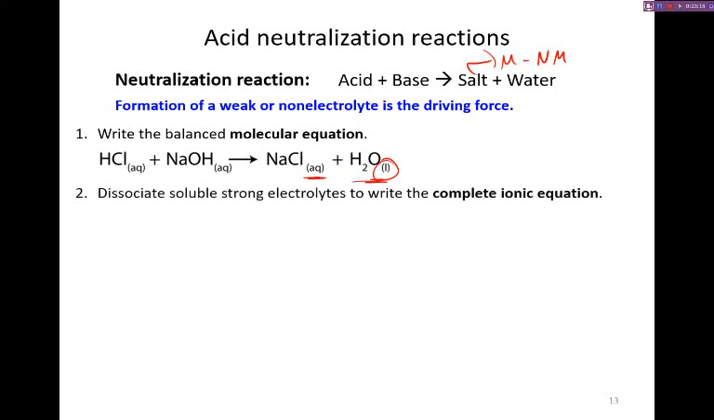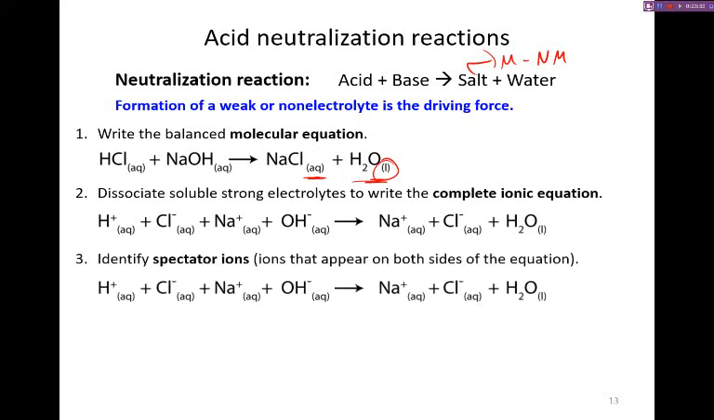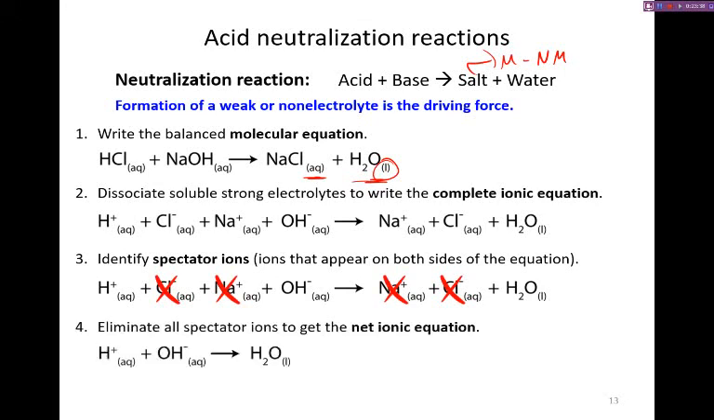Then we dissociate soluble strong electrolytes. We know that strong acids and strong bases, by virtue of the label strong, will dissociate fully. Salts also dissociate when they're aqueous, and then water stays together. Identify the spectator ions and eliminate them. And that's going to produce our net ionic equation of hydrogen ion plus hydroxide yields water. This is the net ionic equation for all strong acid-base neutralizations.